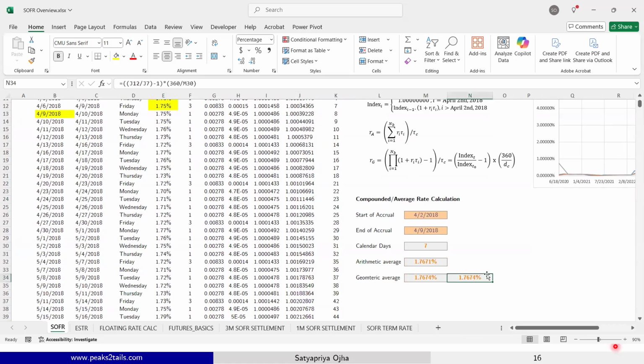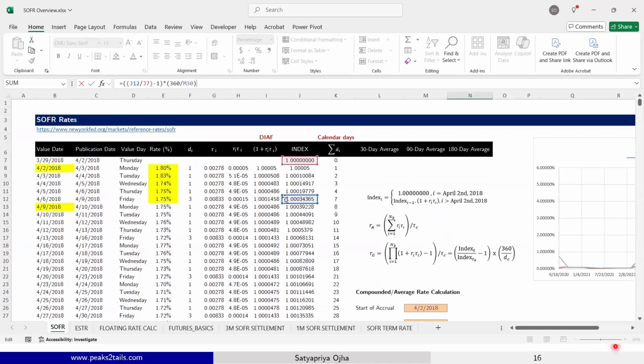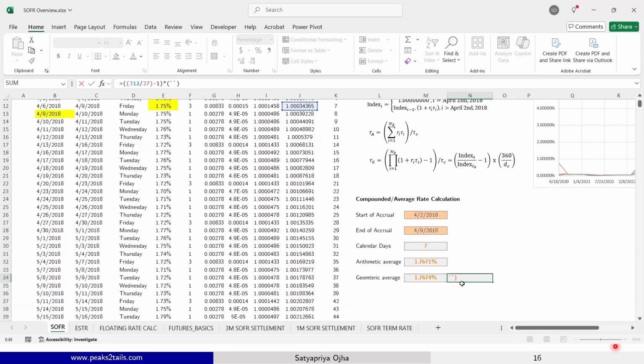So this is another calculation. What I have done here is the final index, which includes this rate, divided by the initial index, even before the week, whatever the base index was to start with. Take that ratio. That is the product of 1 plus r tau, basically. Minus 1 and then annualize. It will give you the same answer. So this is the geometric average. This is the main calculation that is used for settlement purposes.